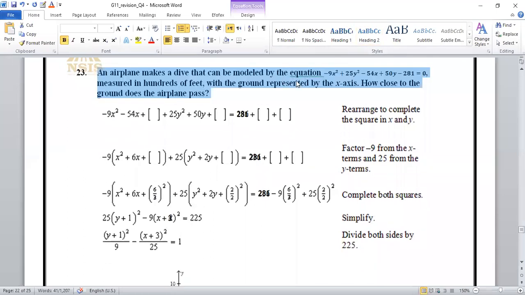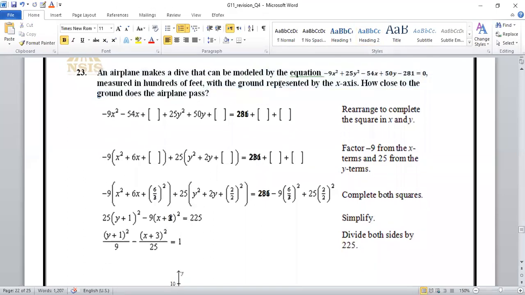Number 23, an airplane makes a dive that can be modeled by the equation -9x² + 25y² - 54x + 50y - 281 = 0, measured in hundreds of feet with the ground represented by the x-axis. How close to the ground does the airplane pass?